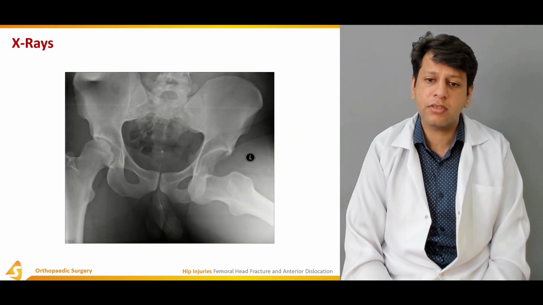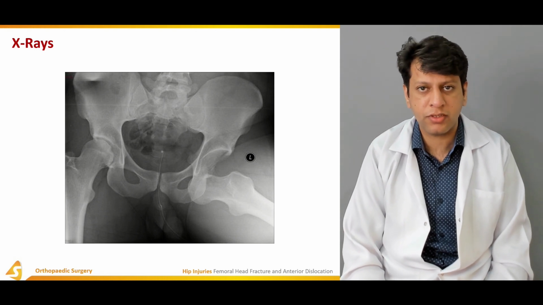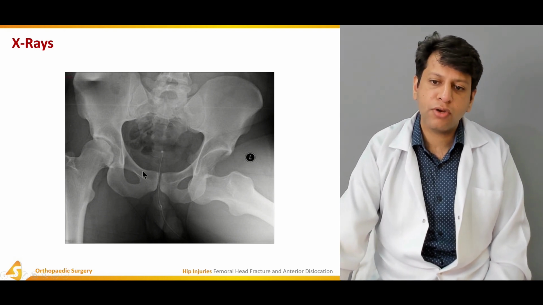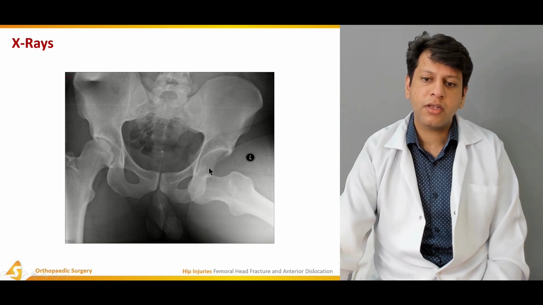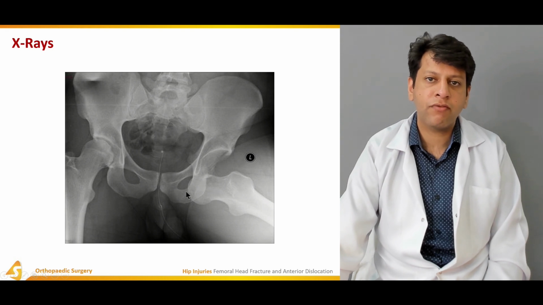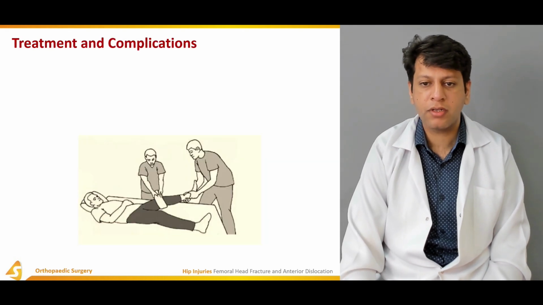Now coming to the x-rays, the first thing you need to get is an x-ray pelvis AP view with both hip joints. And if you can appreciate over here, the leg is lying abducted in an externally rotated position. Then again, Shenton's line is broken on the left side, and this looks like an obturator or inferior anterior dislocation, in which the head is going like a buttonhole into the obturator foramen.